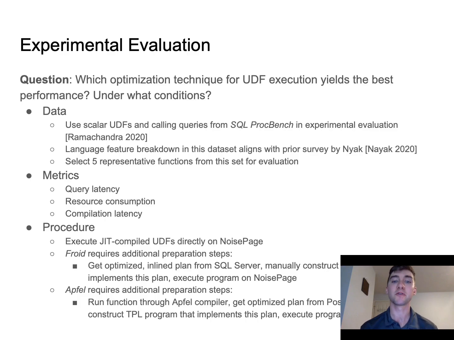The metrics that we will use for our evaluation will consist of query latency, the most important metric, followed by resource consumption, which may include memory and CPU utilization, and finally compilation latency. The procedure that we will follow for the evaluation will proceed roughly as follows. First, for our technique, the technique that I've proposed, we'll be able to execute JIT compiled UDFs directly on NoisePage.